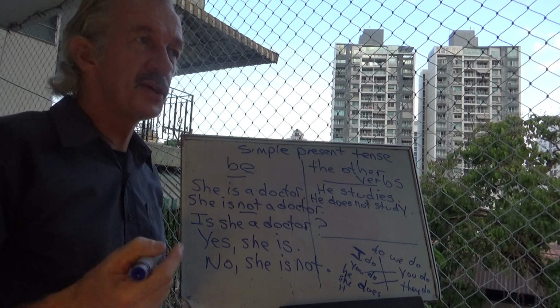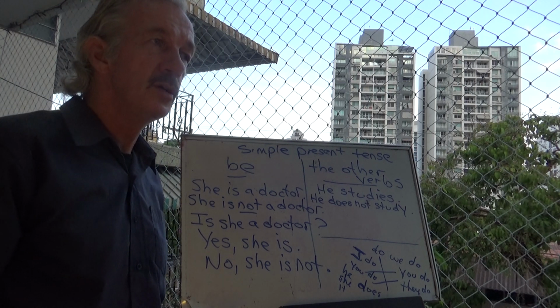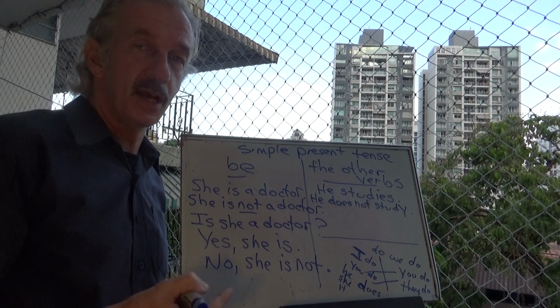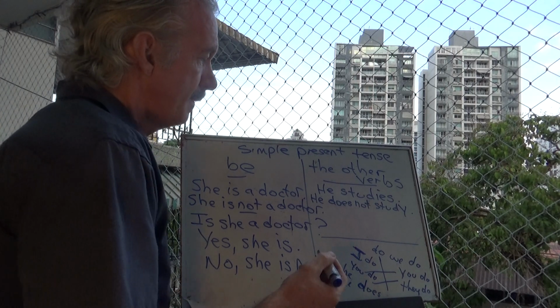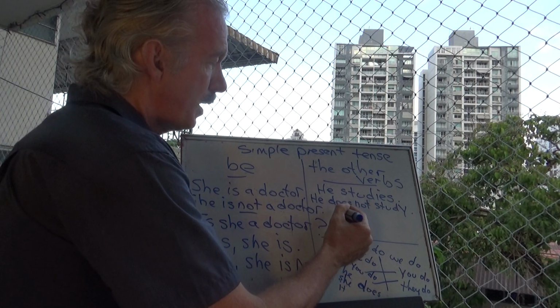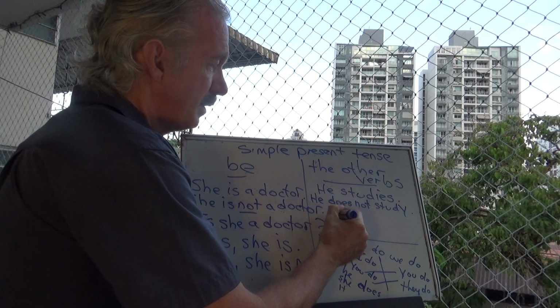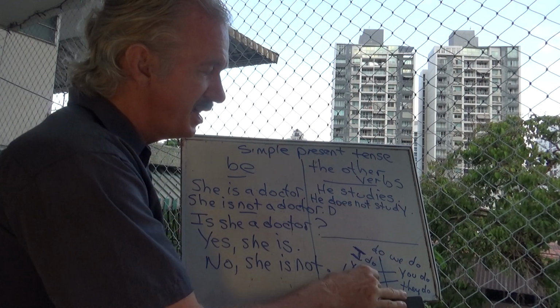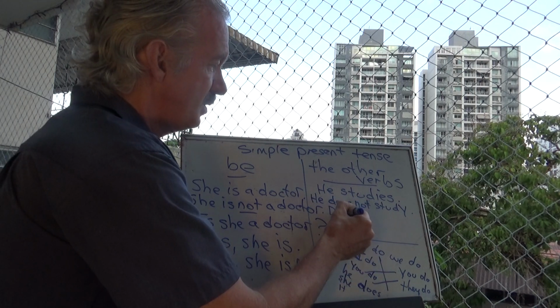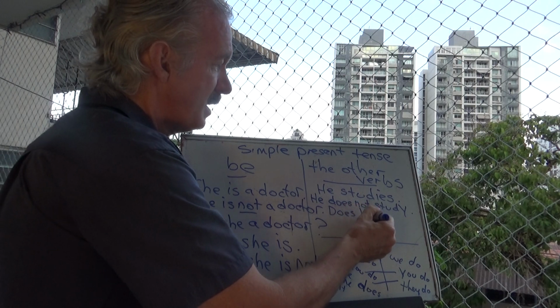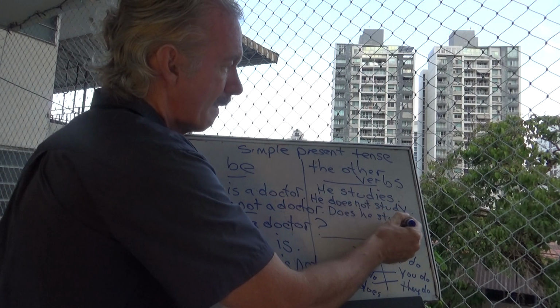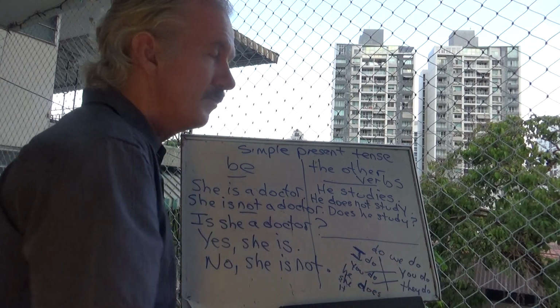Now we're going to make a yes or no question. A question which has as an answer, yes or no. And we're going to start out with the helping word. Once again, it's going to be does. He does. Does he study? Does he study?